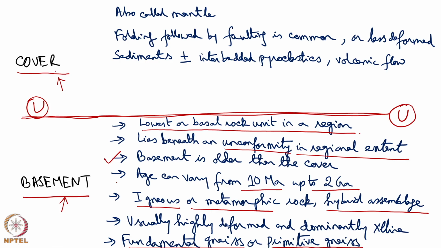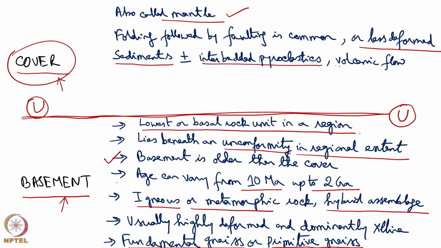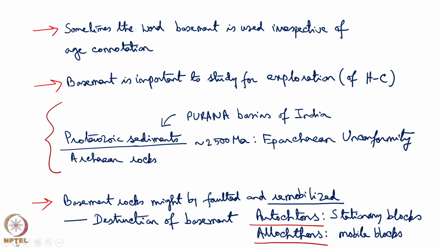Now, above the basement lies the cover, and I am going to discuss the cover. It is also called mantle, as I have referred already in the previous slide. What happens in the cover is that folding followed by faulting is common. However, there are cases where the cover material is less deformed. Now, what does the cover material consist of? Sediments or sedimentary rocks, plus or minus, meaning with or without, interbedded pyroclastics and volcanic flows. These are common.